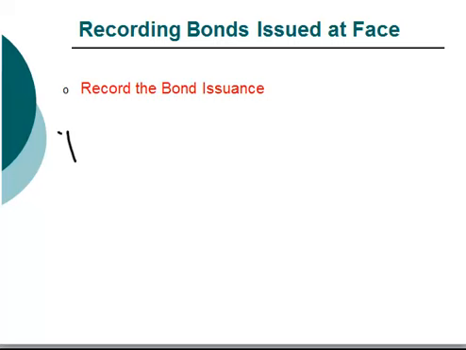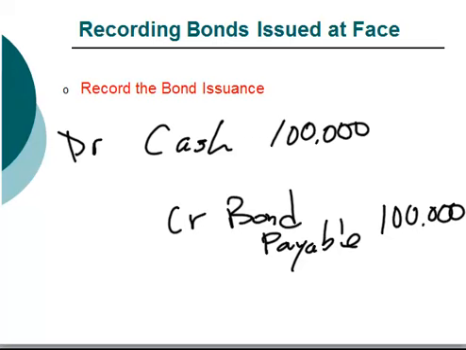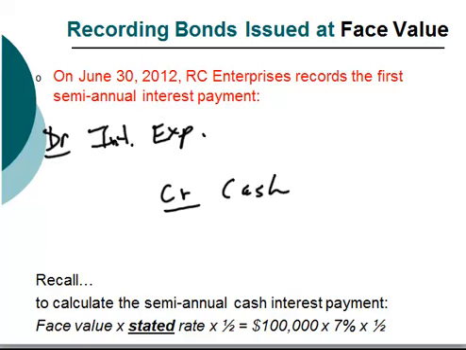To record the bond issuance, we will debit cash for the $100,000 received and credit bond payable for the $100,000 also. Subsequent to issuance, the bond will pay interest semi-annually. On June 30th, the first semi-annual interest payment will be recorded with a debit to interest expense and a credit for the cash paid. Recall that we will calculate the semi-annual cash interest payment by taking the face value multiplied by the stated rate multiplied by 1/2 because it's a semi-annual interest payment. The amount is $3,500.